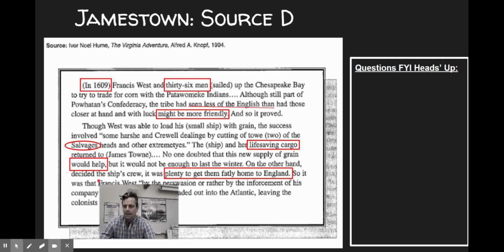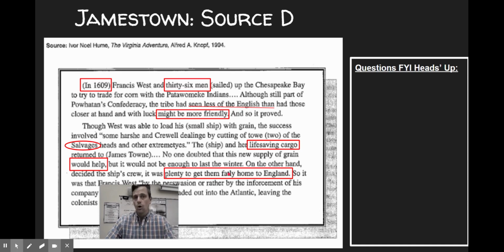On the other hand, decided the ship's crew, on the other hand. So they know this is life-saving cargo. They know the people of Jamestown need this to get at least partly through the winter. It'll buy them time. But check this out. The ship's crew decided that it wouldn't be enough for everyone to get through the winter, but it was plenty to get them fatly home to England. Guess what that means when we're talking about a shipload of crops and food? What is this crew, this important crew that went on a trading mission to save Jamestown? It worked. They had to chop some heads and extremities and arms and legs or whatever. But what are they going to do with the food? They're going to get fatly home to England.